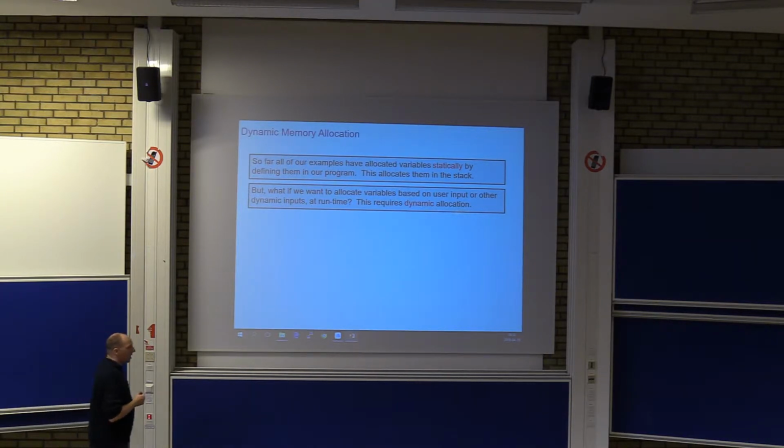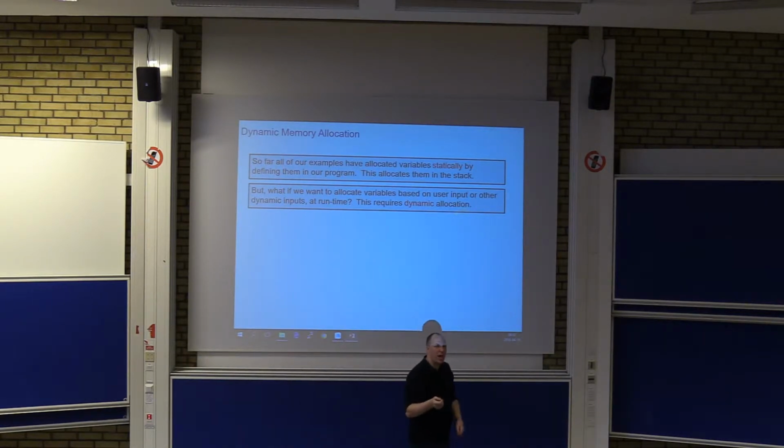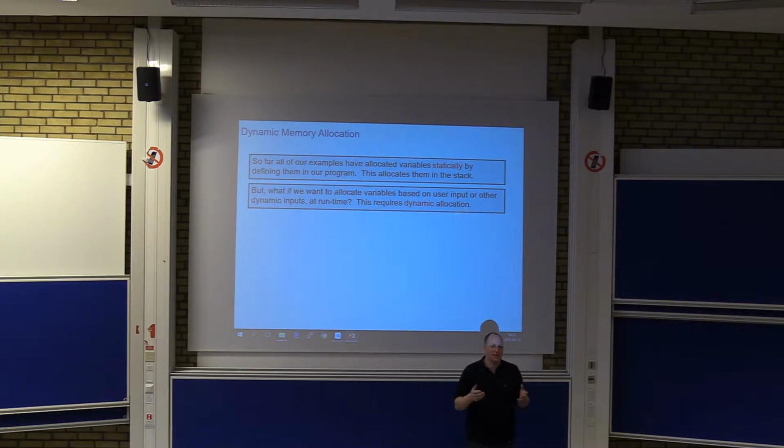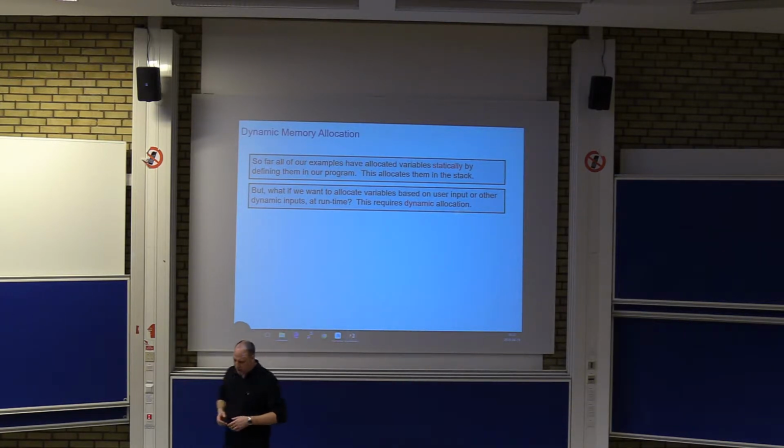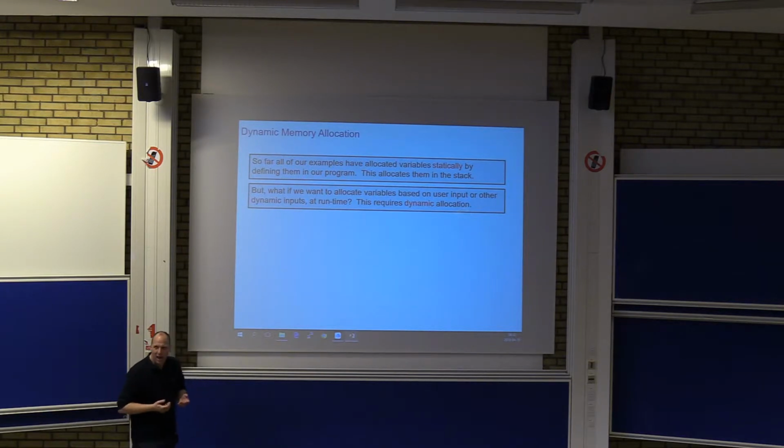But let's say now we would like to, in some function, create a variable, and we would like to be able to pass around the address to that variable, and we would like it to be valid to reference this variable also when you have left the function. How would you do that? And in C, you do this by something called dynamic memory allocation.